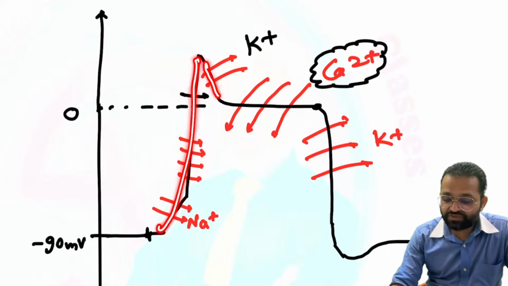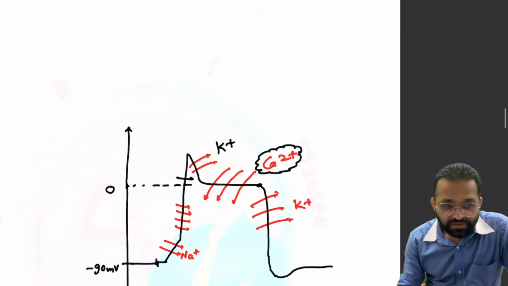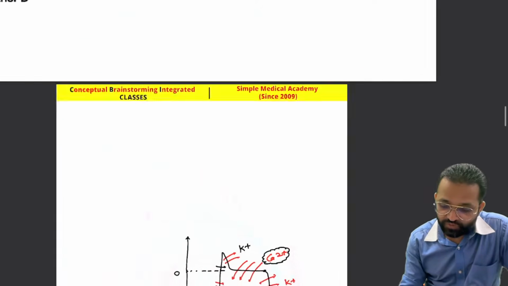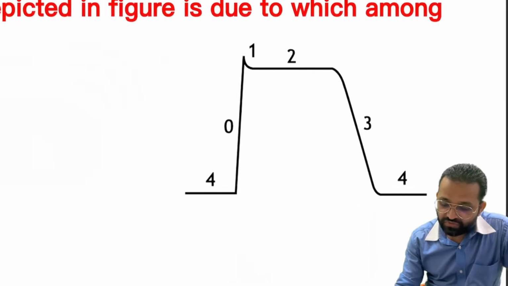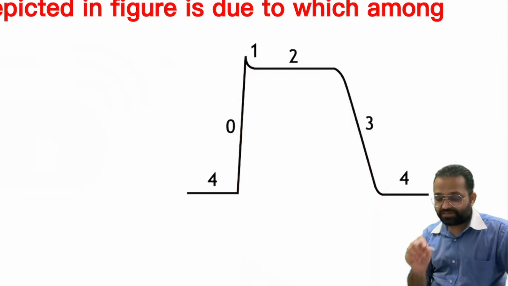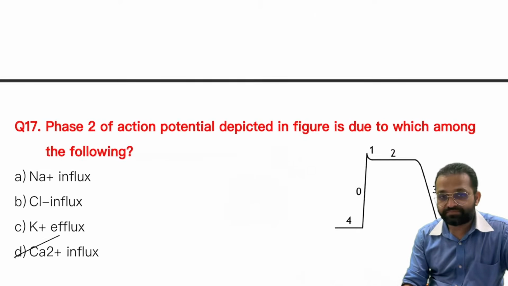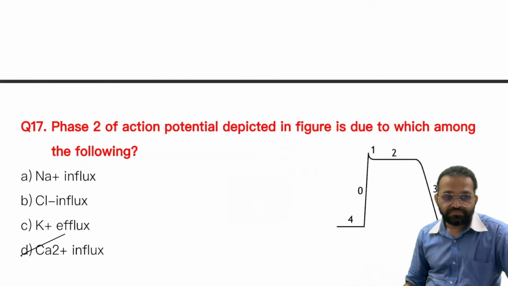Then you can say the phase 1, phase 2, phase 3, phase 4. Yes, you can say, Ram Swarup, you're right. So you can see the zero phase, phase 1, phase 2, phase 3, phase 4. Done. So this phase 2 is due to the calcium influx, right?